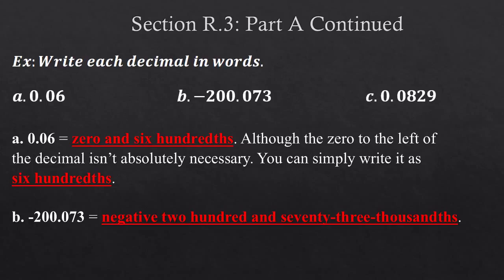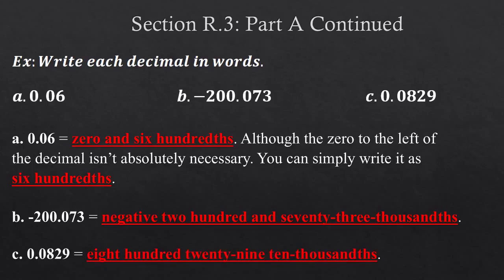C, 0.0829, pronounced as 829 ten-thousandths. So in words, that's 829 ten-thousandths.